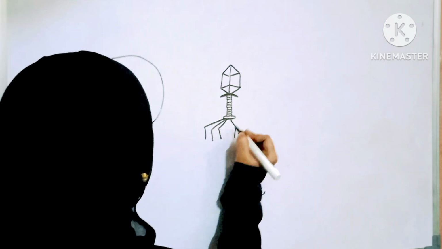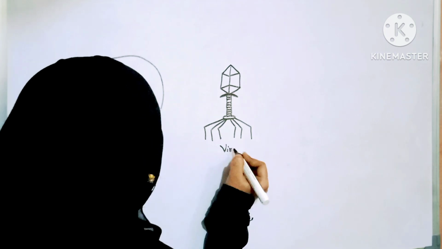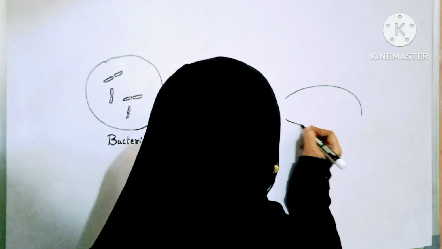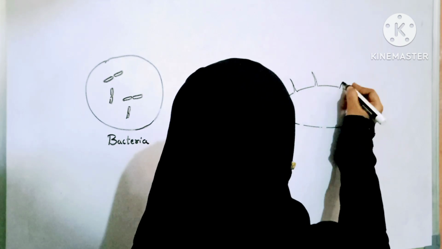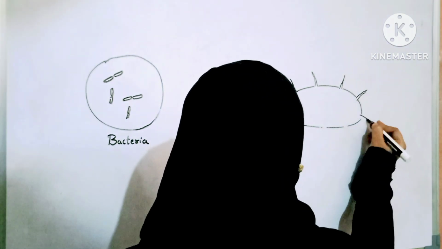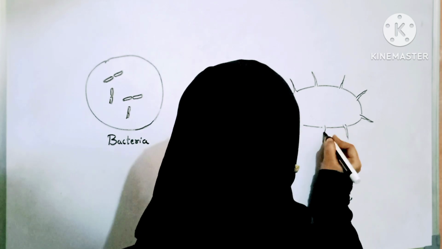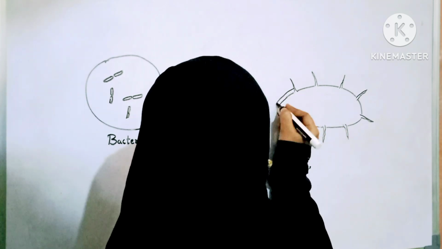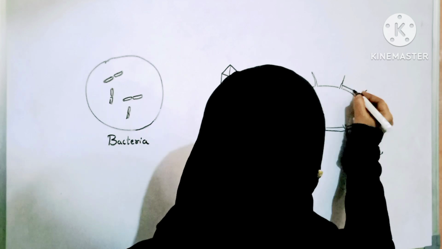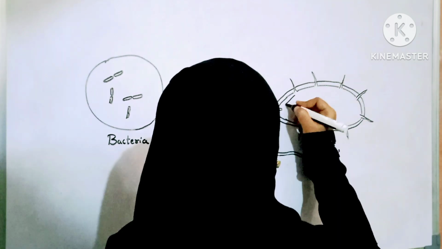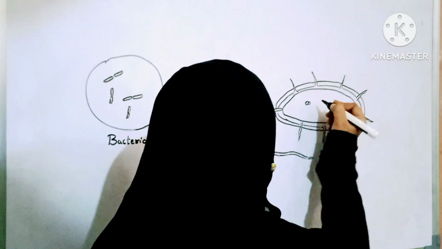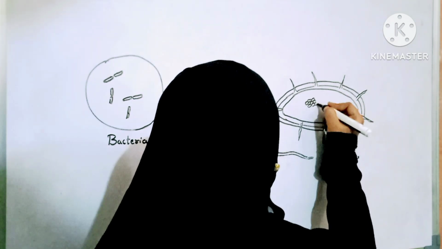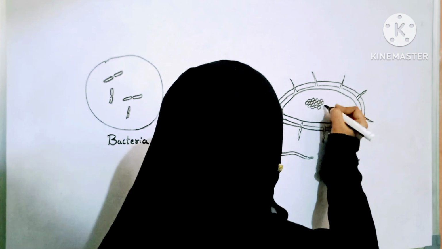Whereas viruses can cause diseases such as polio, chickenpox, measles, mumps, and common cold. Protozoa can cause diseases such as malaria and amoebic dysentery. Fungi can cause diseases such as skin infections. These are the agents that can cause diseases in our body.